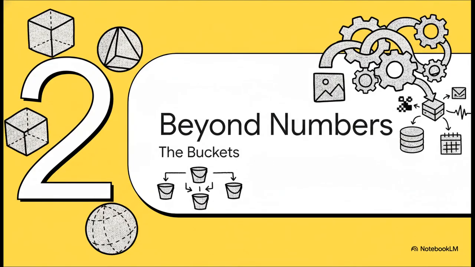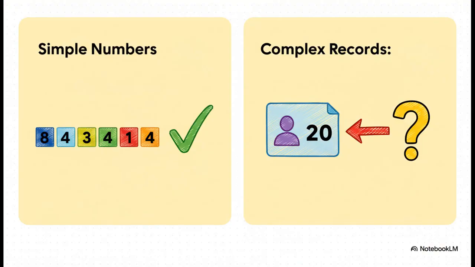So, counting sort is awesome, right? Super fast, super simple. But it's got a pretty big catch. It's fantastic for simple numbers, but what happens when the stuff we're trying to sort gets, well, more complicated? See, on the left, you've got your simple numbers. Counting sort eats that for breakfast. But look at the right. Now we have complex records, like student files.